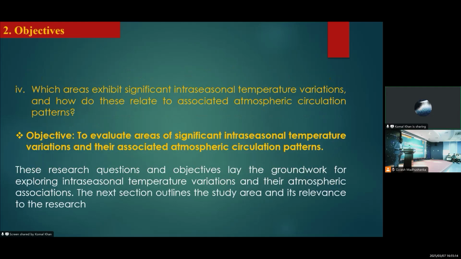And the fourth, which areas exhibit significant intraseasonal temperature variation? Now we test the significance. And the objective is to evaluate areas of significant intraseasonal temperature variation and the associated atmospheric circulation patterns. These research questions and objectives lay a groundwork for exploring intraseasonal temperature variation and the atmospheric associations, as outlined in the next sections.